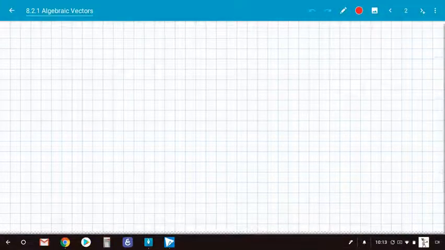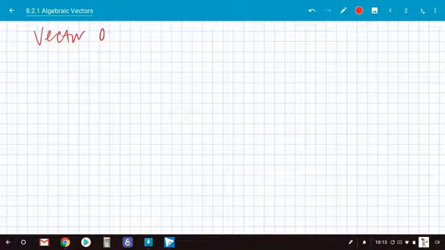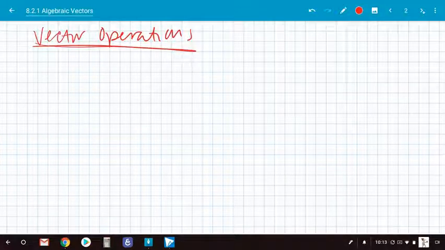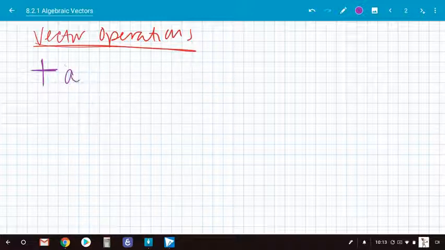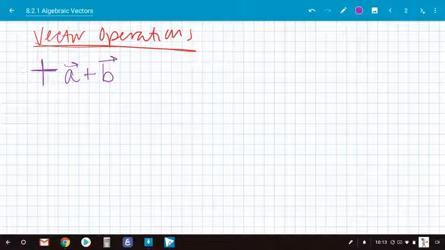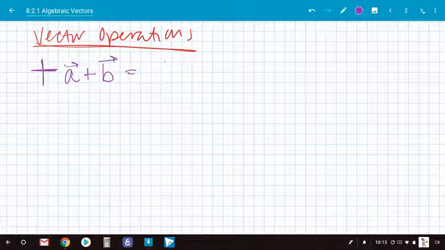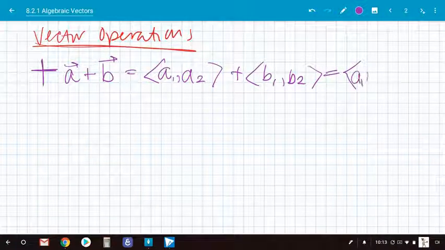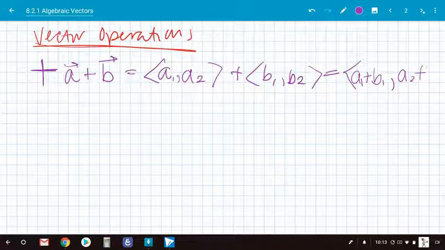The other thing I want to talk about is just vector operations. When you add vectors, vector A plus vector B, you take their components, A1, A2, B1, B2, and just add them together, just like you'd think you would. Add the first one, the x's, and then add the second part, the y's.